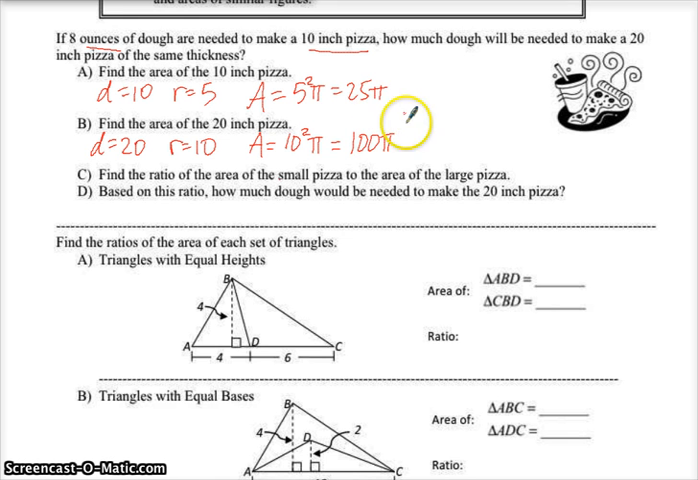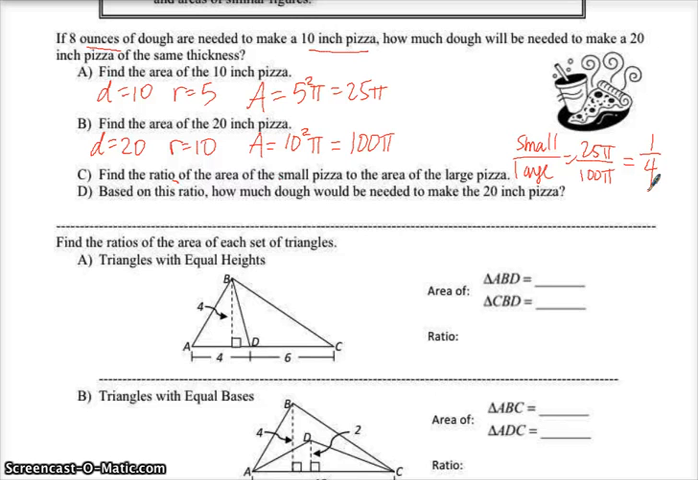Now, some of you might instantly see what the ratio is between these two. It says find the ratio of the area of the small pizza to the large pizza. So that ratio of small to large is just 25 pi to 100 pi. And if we reduce that, the pi's cancel. 25 goes into 100 4 times, so that's a 1:4 ratio. The small pizza is 1/4 the size of the large pizza, or what might be easier to understand is that the large pizza is 4 times bigger than the small pizza, right?